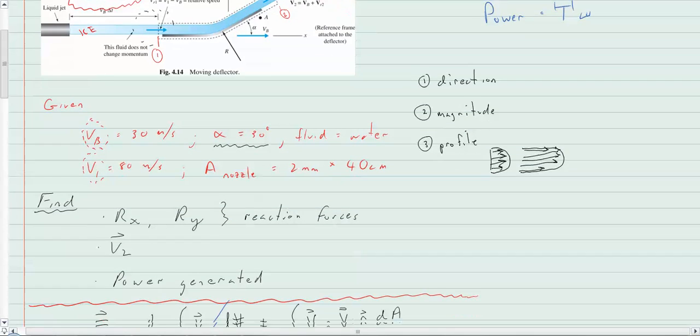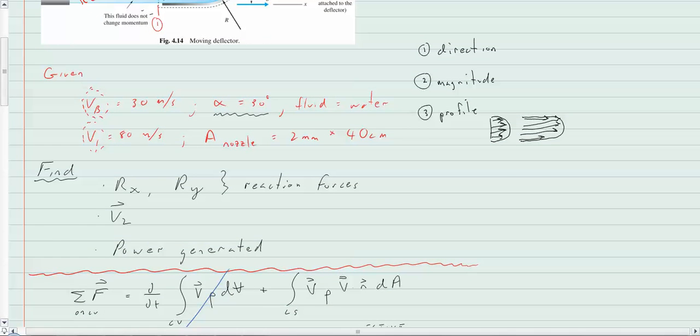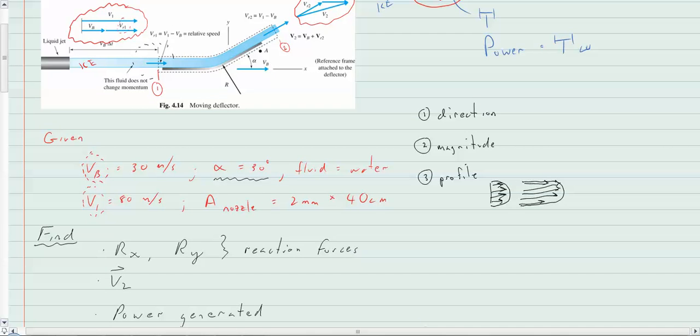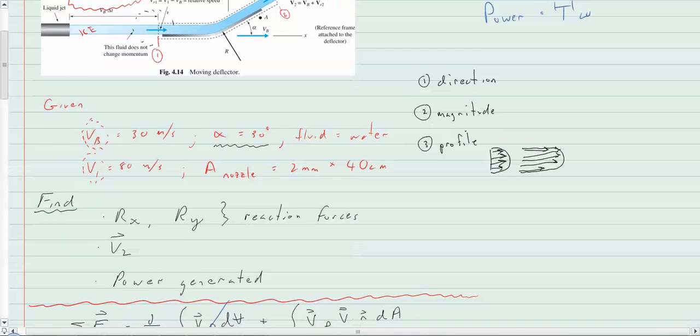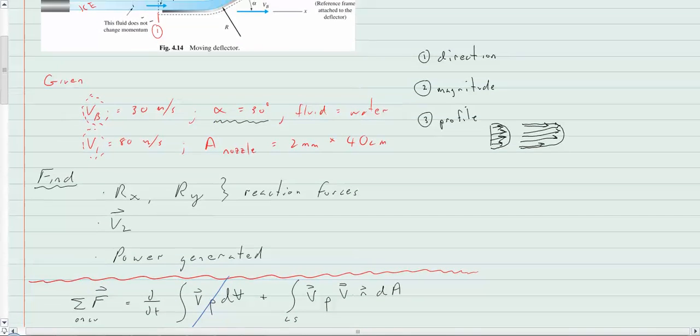What are we trying to find? We're trying to find reaction forces required to hold this blade at a constant velocity. The velocity V2, vector in vector format, and the power generated.